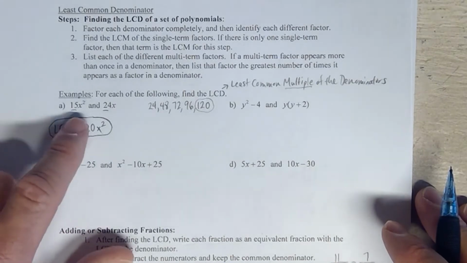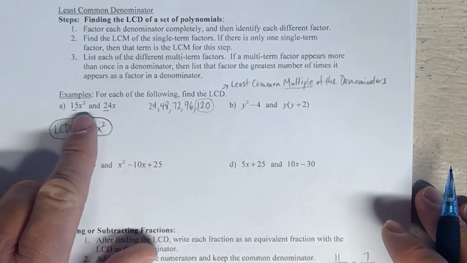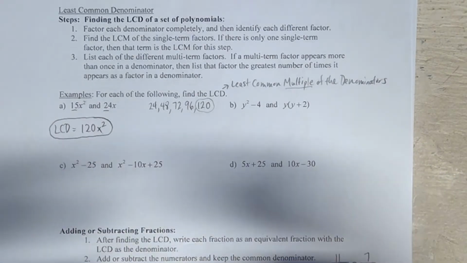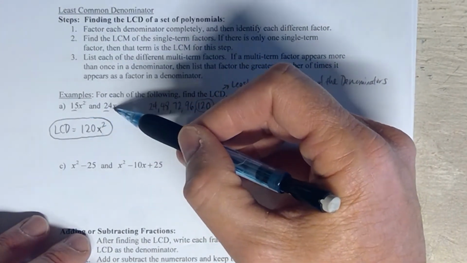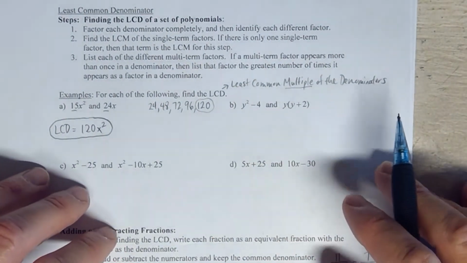So again, in review, you do the coefficients. You then take the biggest exponent of each different variable that you have. We only have X here. And that's how you do what, you guys? That's the steps for doing single term denominators when all of them are single terms. Not just one of them, but all of them.